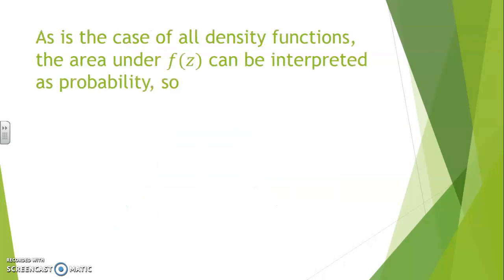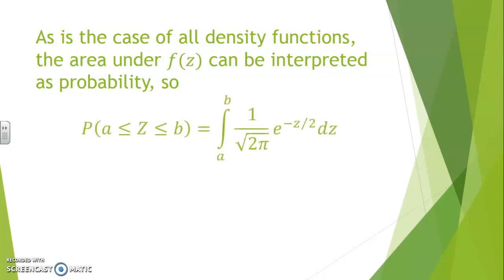As is the case for all density functions, the area under the curve can be represented as probability. So the probability that Z will take on values between a and b can be obtained from the definite integral with bounds a and b. Also, the integral over the entire support R should add up to 1.